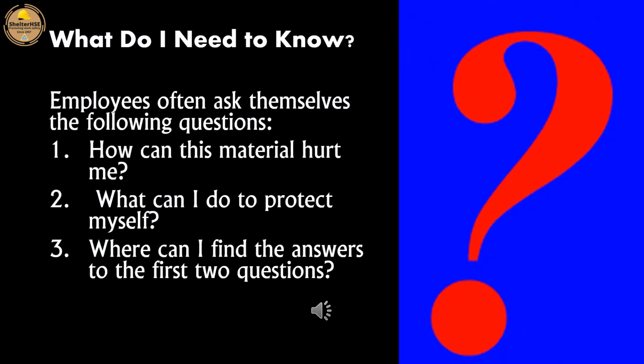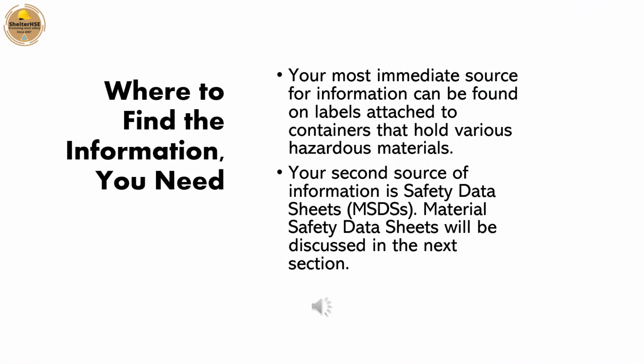Employees often ask themselves the following questions. How can this material hurt me? What can I do to protect myself? Where can I find the answers to the first two questions? Your most immediate source for information can be found on labels attached to containers that hold various hazardous materials. Your second source of information is safety datasheets, MSDSs. Material safety datasheets will be discussed in the next section.